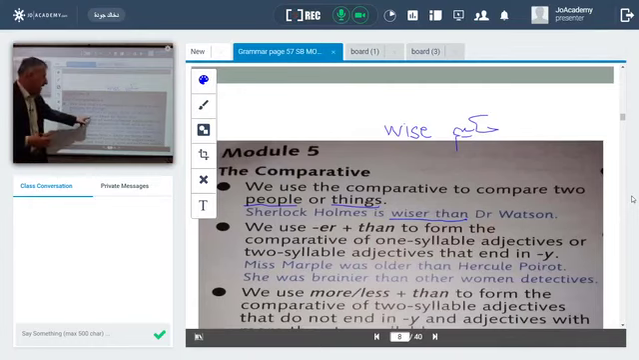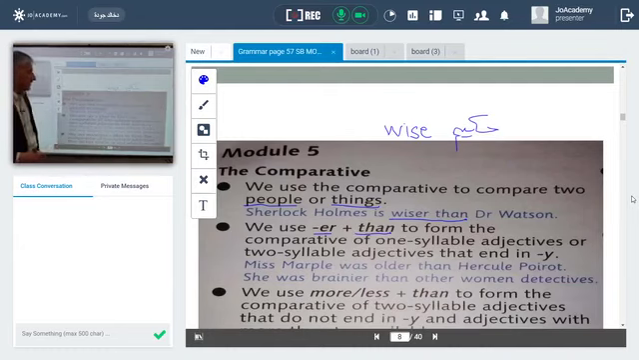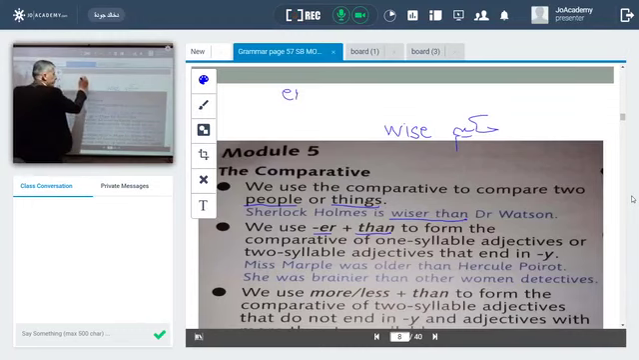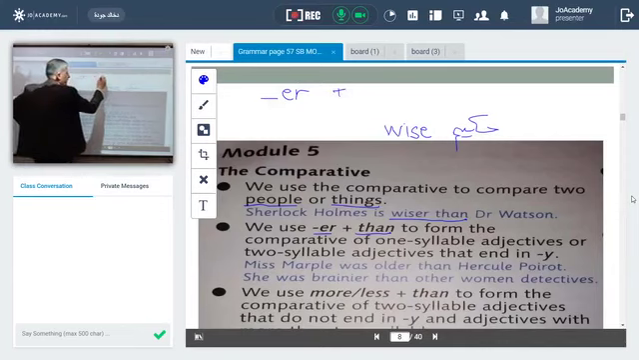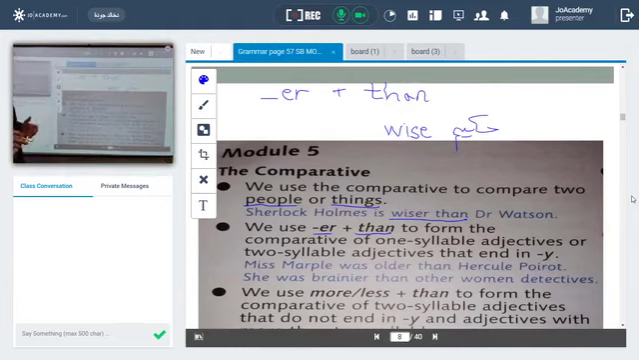We use ER plus than. So we need to add ER plus than to form the comparative. So we need to add ER, okay, plus what? Plus than. Than means from, bigger than, smaller than.